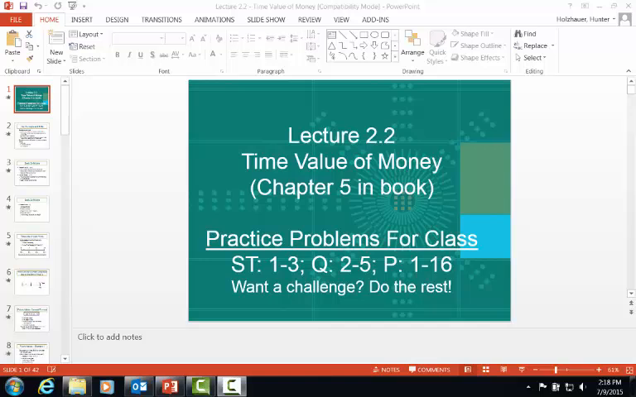Now these practice problems are just practice. That means you will not be graded. And if you'd like to challenge yourself or get a better understanding of the material, you are more than welcome to complete all of the problems at the back of each chapter within the textbook.